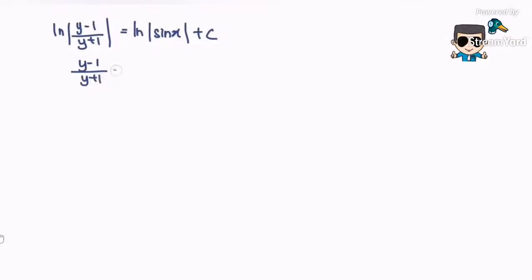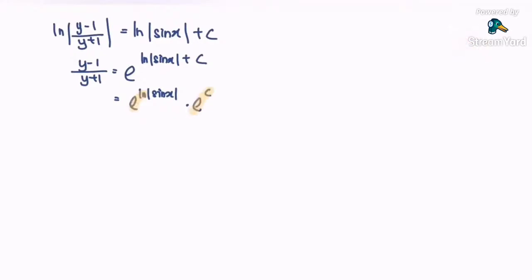Apa-apa pun, ln tu saya transfer dia jadi exponent. Equals to e to the power of ln sin x plus c. By using the properties of log and indices, and we know that e to the ln sin x multiply with e to the c. So in here, we can simplify the situation, become sin x, and here we will let e to the c as a. So the situation will be a sin x. For the left, we will have y minus 1 over y plus 1.